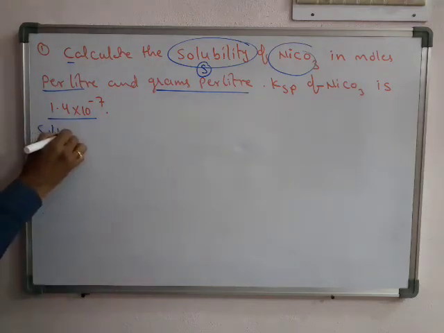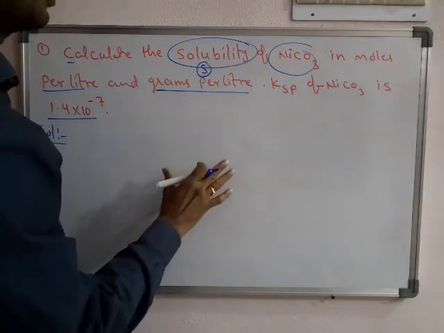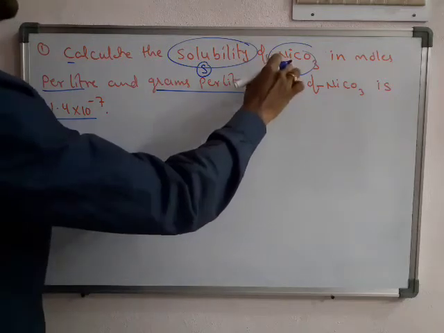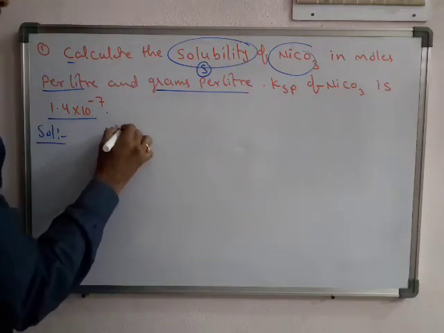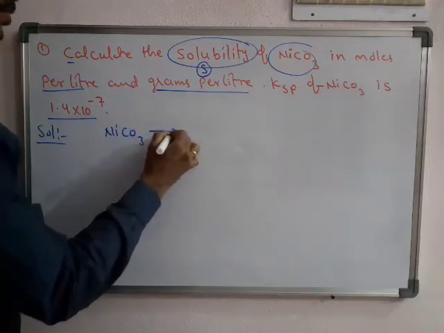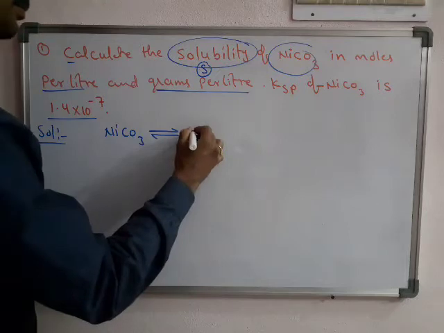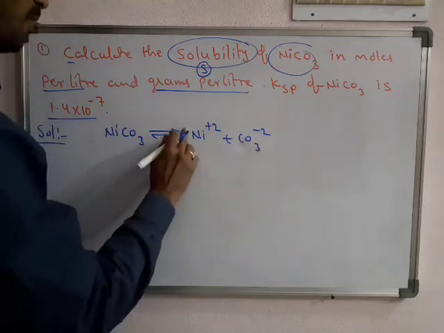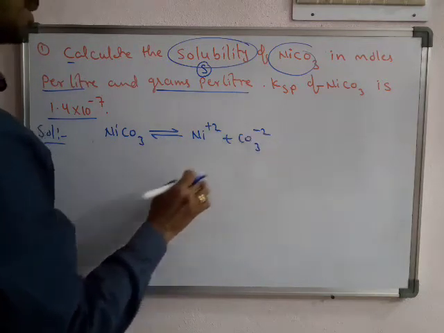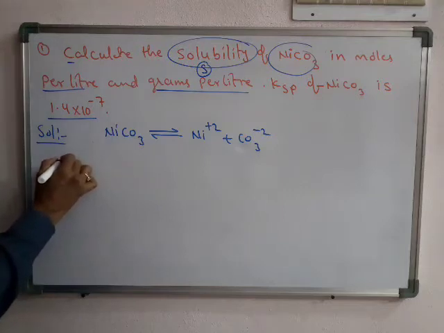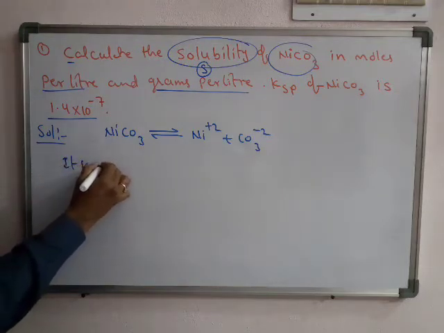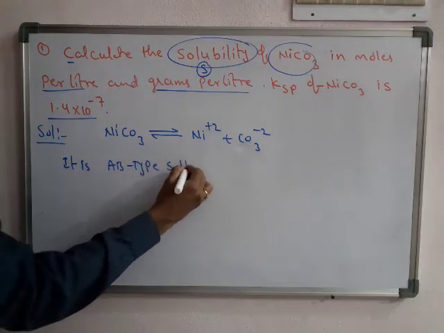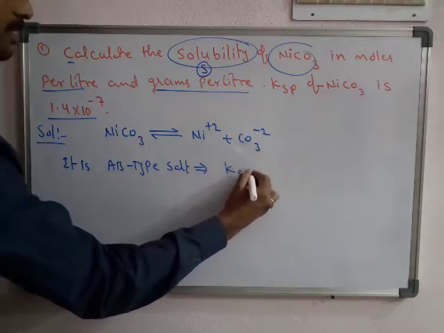So for this type of problem, at first we have to know which formula we need to use for the solubility product. Before that, we must know the type of salt. Here nickel carbonate comes under Ni2+ and CO3 2-, meaning 1 mole of Ni2+ and 1 mole of carbonate ions. So it is an AB type salt.